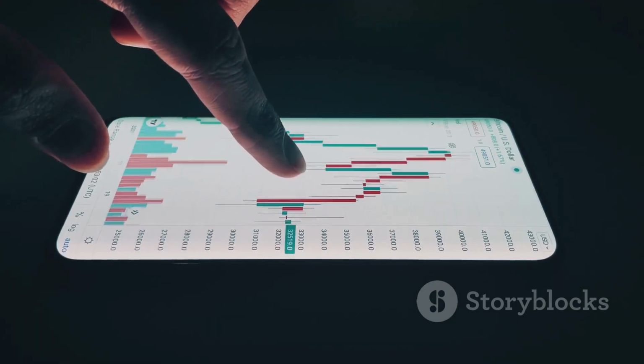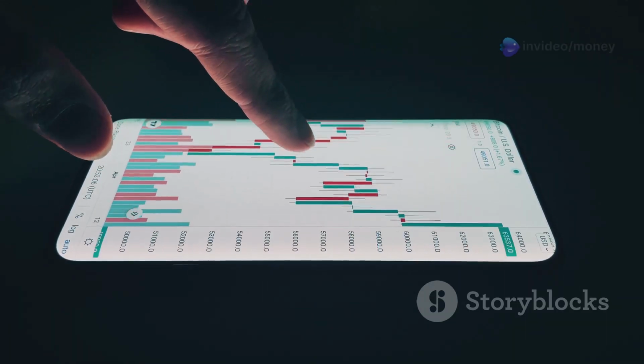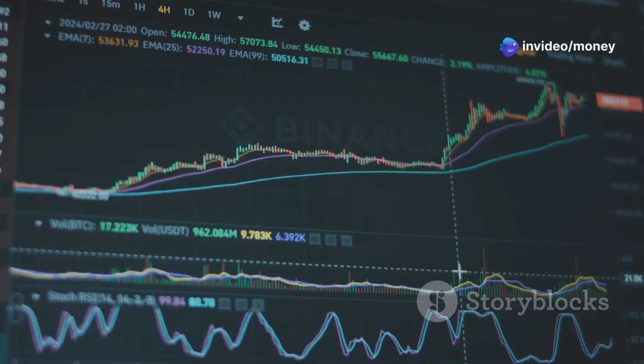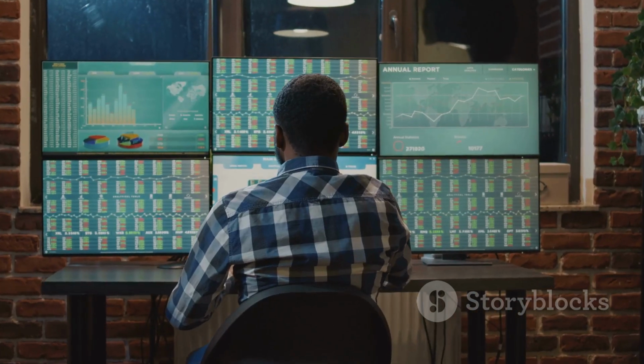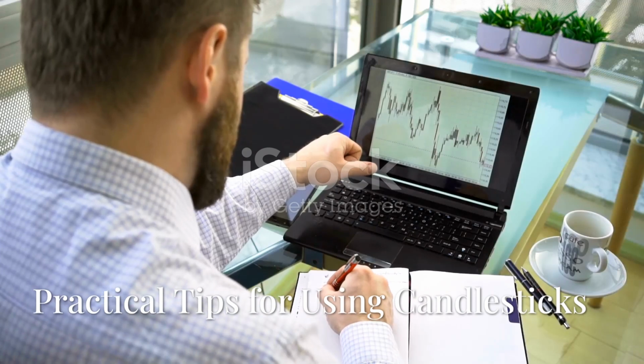This successful defense of a support level shows that buyers are stepping in with conviction, absorbing all the selling pressure. The tweezer bottom is therefore a reliable signal that the downtrend may be over and a new uptrend is about to begin. These advanced patterns add another layer of sophistication to a trader's analysis.